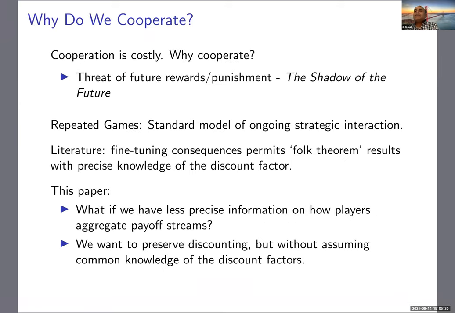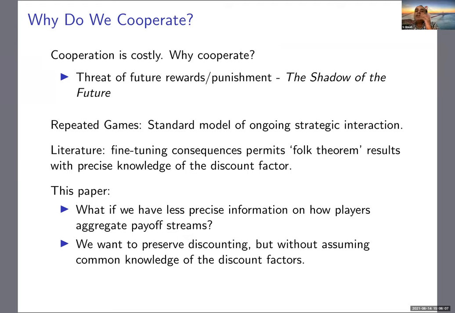Let's get started. This is a very basic introductory slide, and the question is, why do we cooperate? Cooperation is costly in many situations. So we cooperate because of the threat of future rewards and punishments. Cooperation takes place under the shadow of the future. And this is an idea that remains through repeated games, which is the standard model for capturing ongoing strategic interaction. There are finitely repeated games, infinitely repeated games. Today we are going to deal with infinitely repeated games, and in particular, with discounted infinitely repeated games.